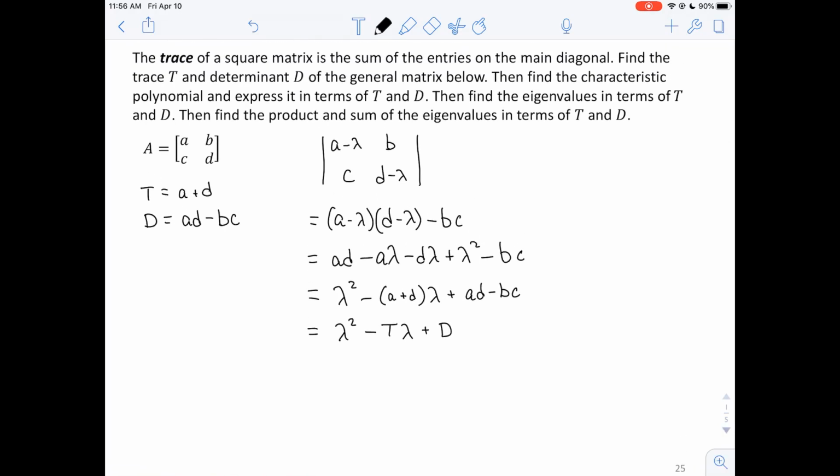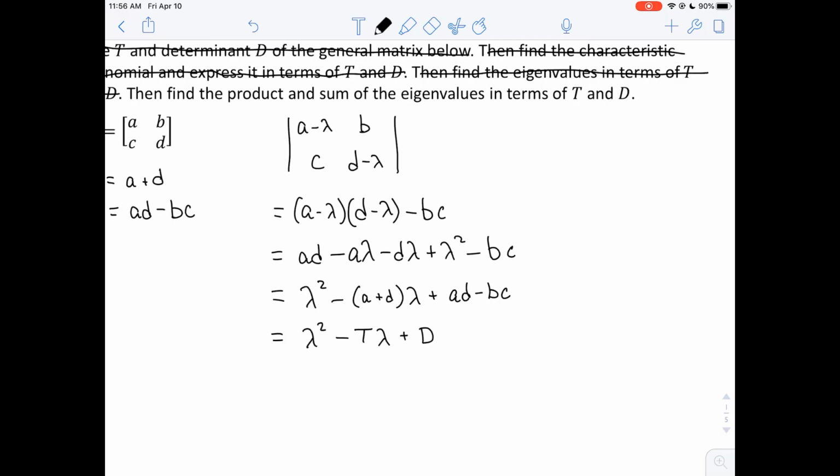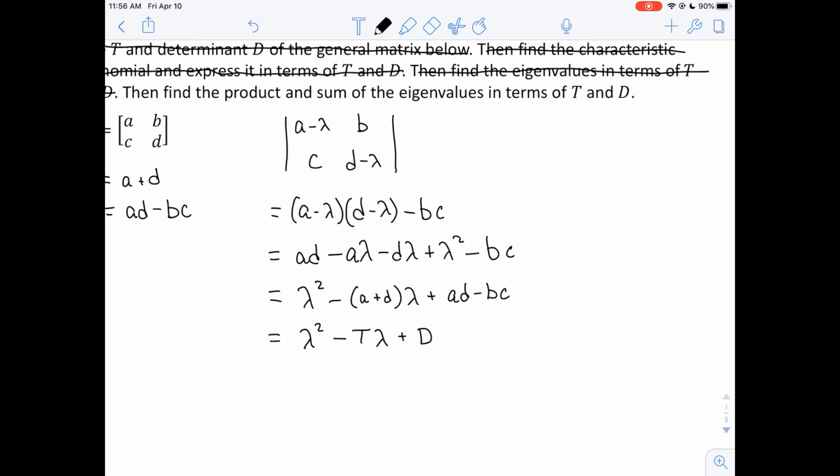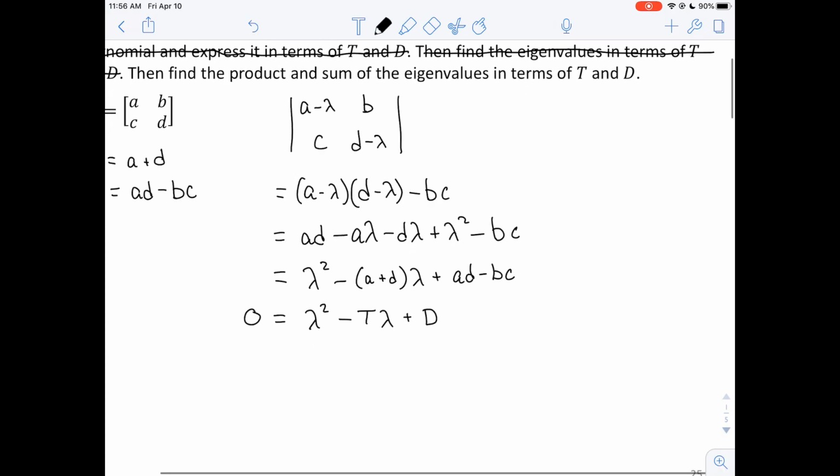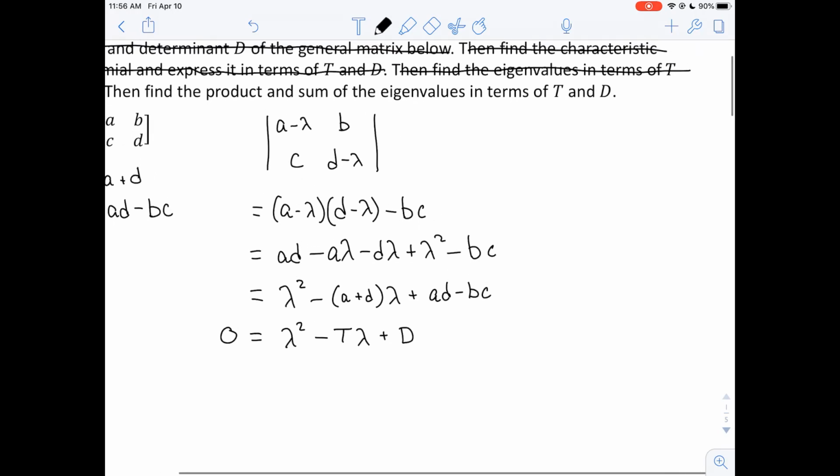All right, so I'm reading our instructions up here. Let's see, we've done the first one. We found the trace and determinant, and then we found the characteristic polynomial and expressed it in terms of t and d. That's done. Now let's do this part here. We're going to find the eigenvalues and express those in terms of t and d. So now we're going to essentially set this characteristic polynomial equal to 0 and solve, and just use the quadratic formula to find the eigenvalues.